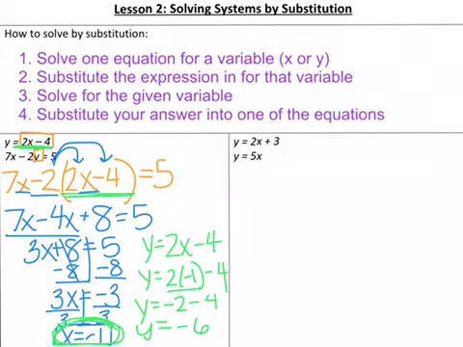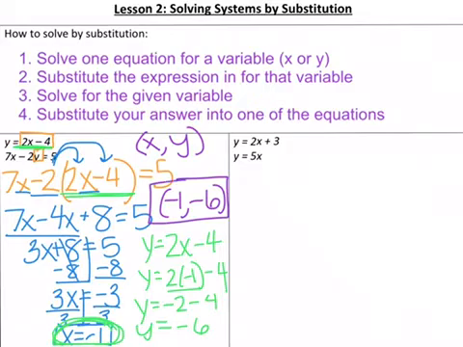Once I have my x and my y together, I get to write my answer. As we learned through graphing systems, our answer has to be a coordinate, and our coordinate is always x comma y. So we found our x and our y. My final answer is (-1, -6). So that is my final answer, and it must be written that way.